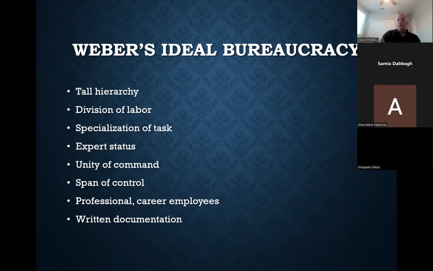These people, these experts who are specializing in these tasks on a daily basis, they are professionals and they are career employees. So they view their tenure in this organization as a career. They're not going to bounce from one organization to another. They really view their tenure in this organization as being for an entire career. And since we are being rational in our decision making, we need to write down information. We need to base our decisions upon written documentation. So we'll write down our rules and regulations. We'll write down our policies and our procedures. Then those written rules and those written procedures will then guide the way in which we interact with people going forward on a daily basis.